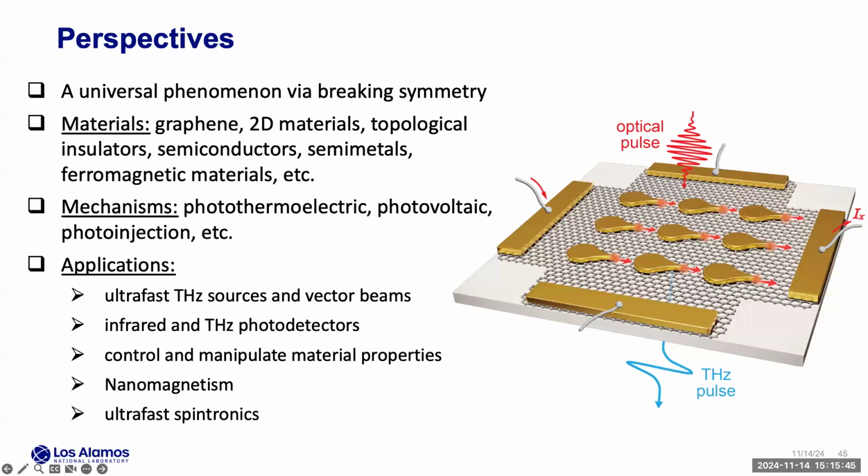And there are a number of applications for this kind of structure in terms of ultrafast sources and vector beams. You can imagine doing some kind of inverse to develop photodetectors. Because you're producing directional currents, this is a way of controlling the properties of the underlying material. Nanomagnetism and spintronics are also possible, again, by a different design of these resonators.